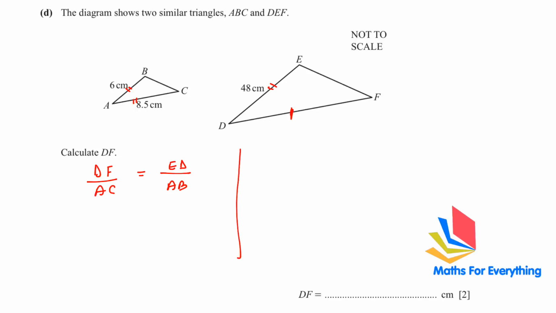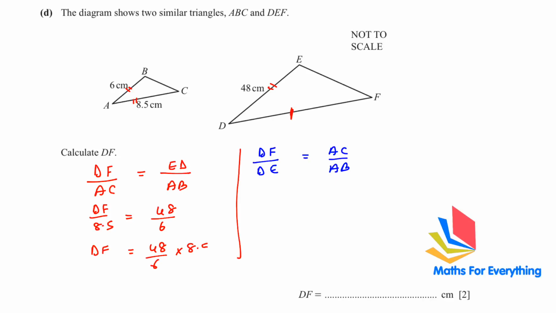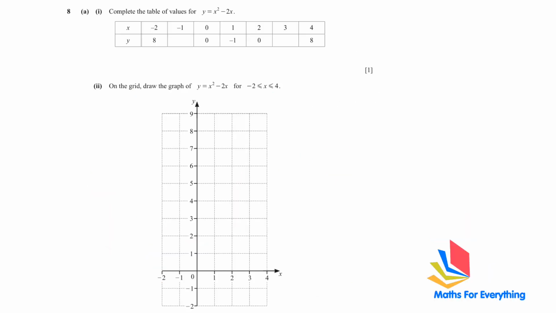Some students write like this, or they write DF over DE is equal to AC over AB. It doesn't make a difference whether you use this method or this method. Your answer is going to be the same. Now continuing. So DF over 8.5 is equal to 48 over 6. DF is equal to 48 divided by 6 multiplied by 8.5. And we'll get 68. So DF is 68 centimeter.